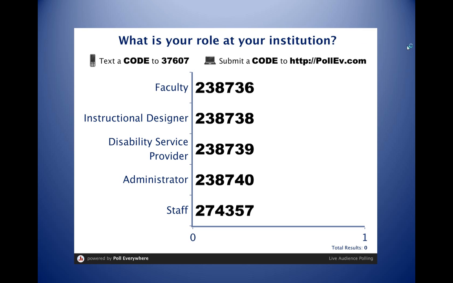So real quick, a brief poll just to see who our audience is regarding your role at your institution. If you could just either text the code to 37607 or submit the code online to http://pollev.com. And we'll give you just a minute or two for everyone to respond and Poll Everywhere to start calculating that.